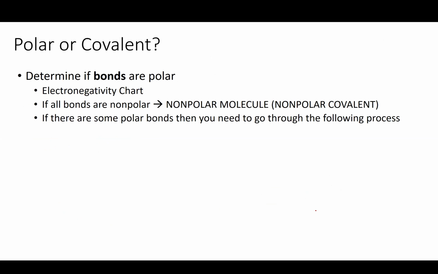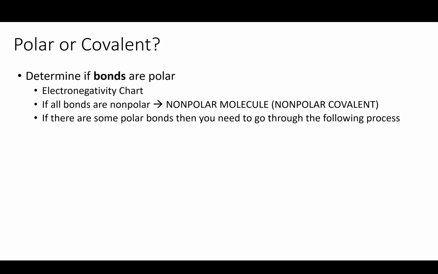All right, and then a lot of you have questions about polar or covalent, so I'm going to walk you through a molecule. You were confused about polar covalent versus non-polar covalent, and then ionic. Of course, if anything is ionic, you'll know that because it's a metal and a non-metal. So if you're dealing with all non-metals, then we know it's a covalent compound.